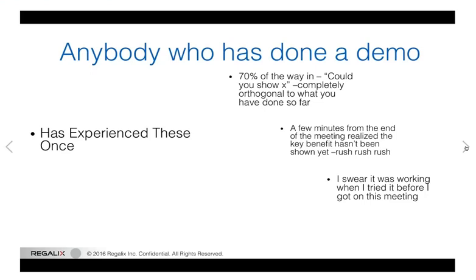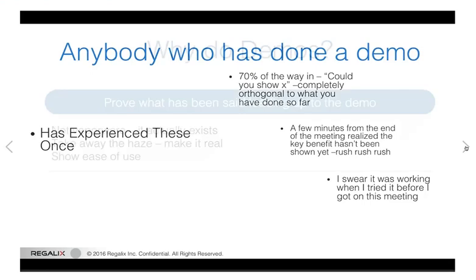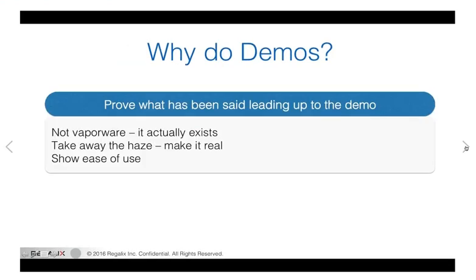The interesting thing is that obviously these things make the demo imperfect, and you want to avoid them. You want to plan to avoid them, but they can still be effective. They're just not perfect. So why do we do demos in the first place?